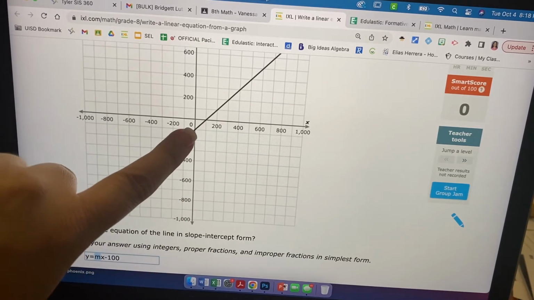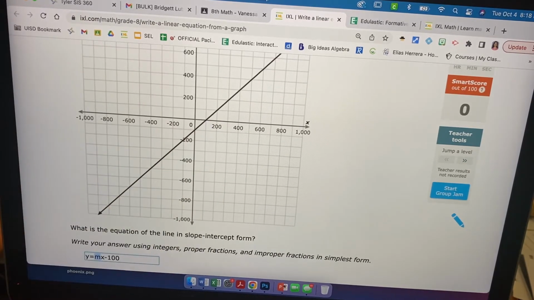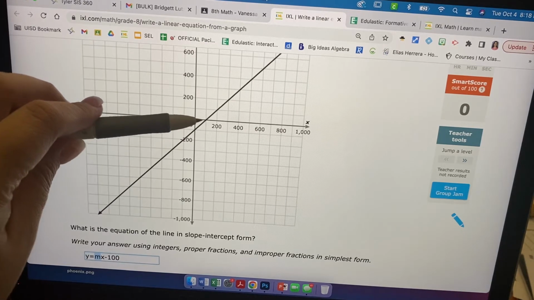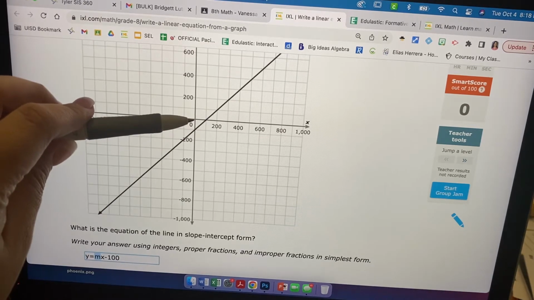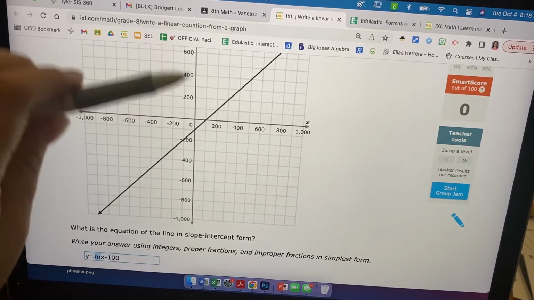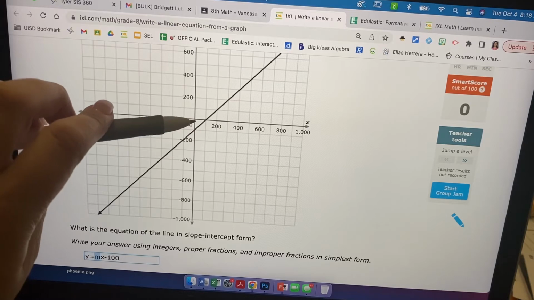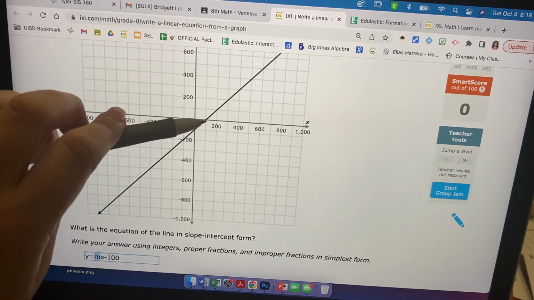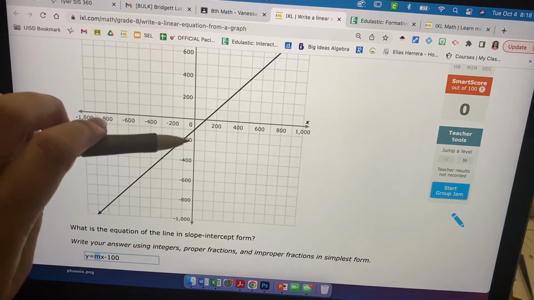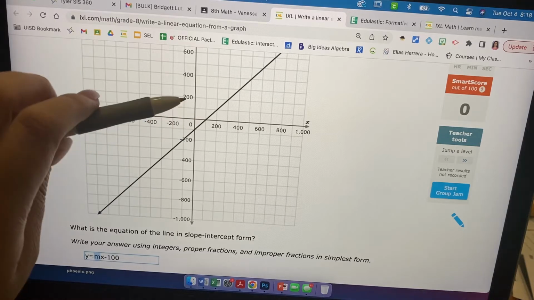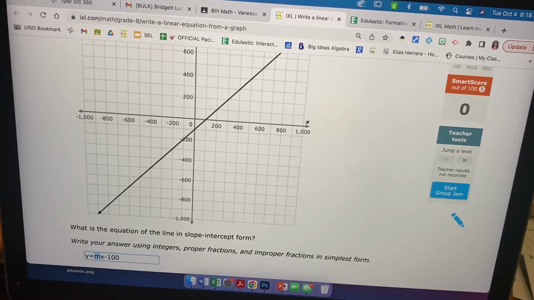So if I'm going to go from this point to this point, how much did I rise? If right here is negative 100 and I'm going to go up to meet this point, I'm going to go up right here to the 0. How much did it move up? It moved up 100, right? And then here, how did it move from this spot to this spot? Well, if this is 200, then this has to be 100. So then it moved up 100, and the run is 100, so it's 100 over 100. It looks like this, 100 divided by 100.